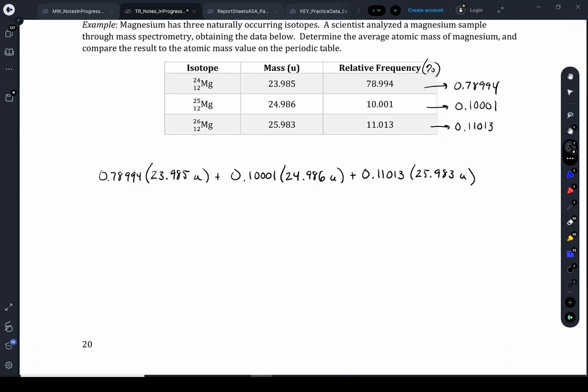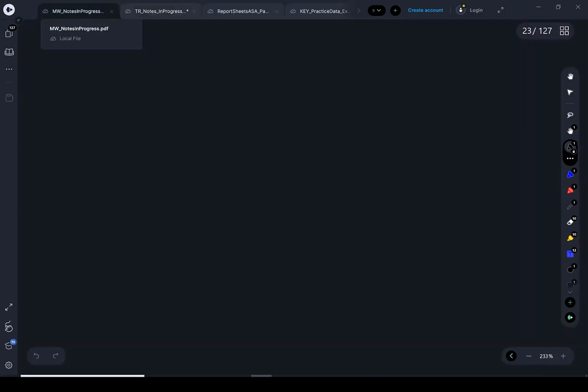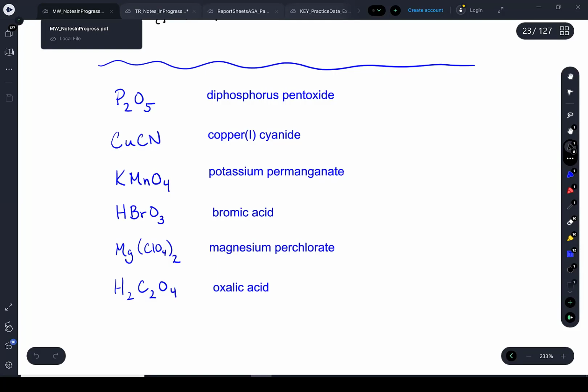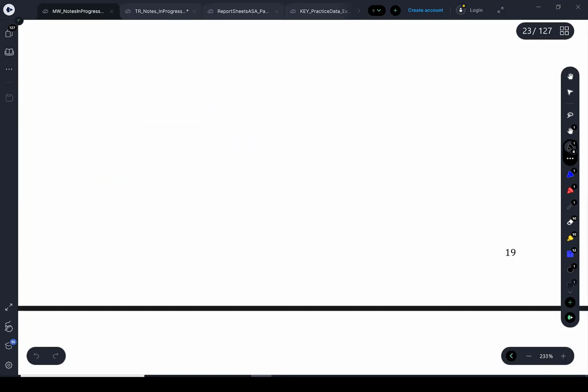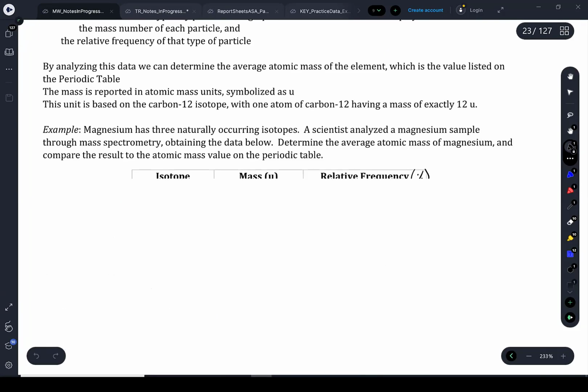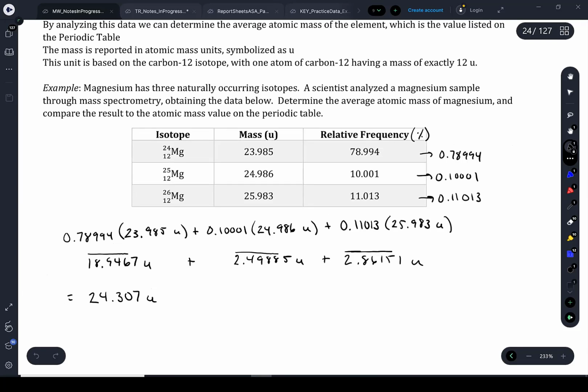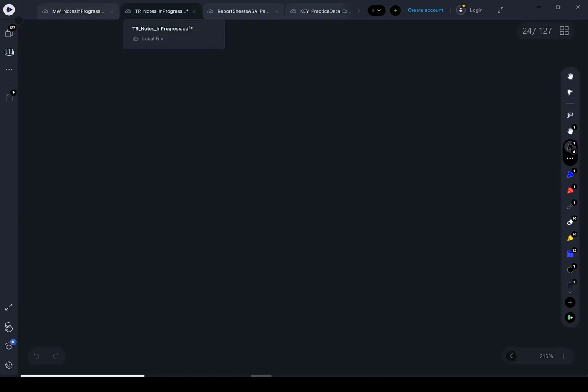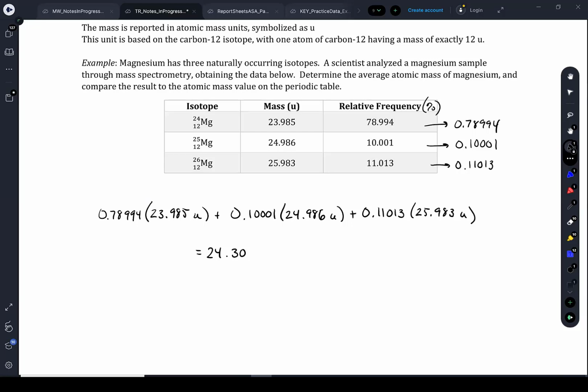I know the answer will come out to 24.306? Here, I'll cheat. I'll go look and see what it was yesterday. So yesterday, the answer was 24.307. I'm sure it's still that number today.